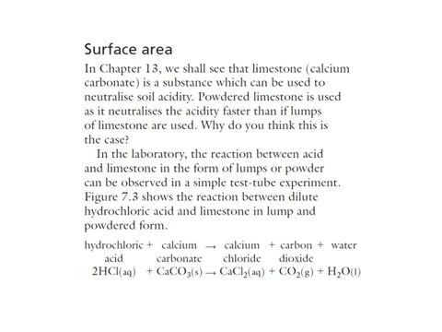In the laboratory, suppose we are doing the reaction between acid and limestone in the form of lump or powder; it can be observed in a simple test tube experiment. In the next slide we are going to see a picture: in one test tube you take calcium carbonate, limestone lump, and in the second test tube you take calcium carbonate, limestone, in powdered form. The reaction is the same, forming calcium chloride, carbon dioxide and water. But how will the rates differ? So let us see that.